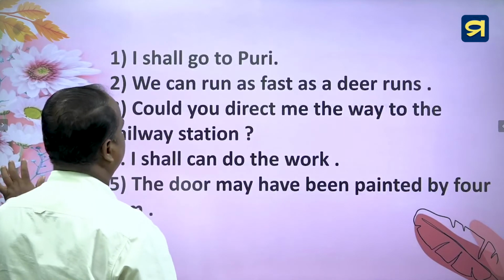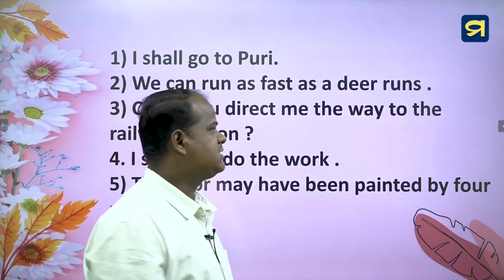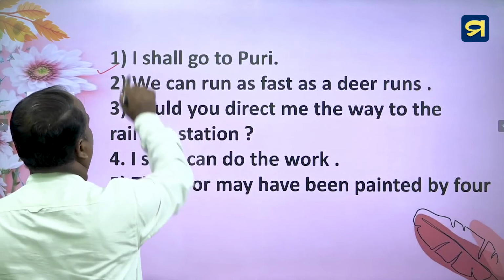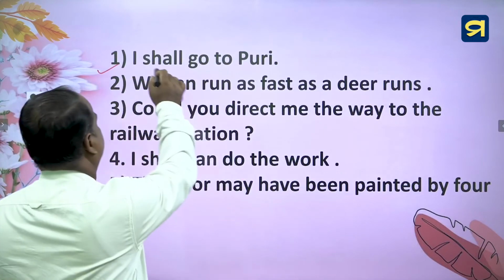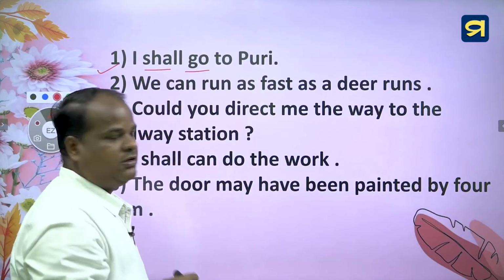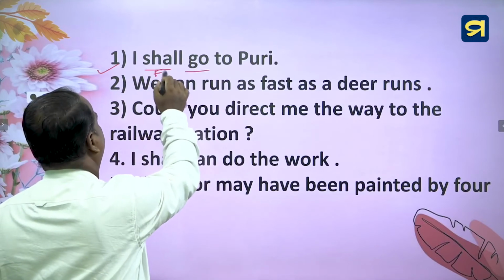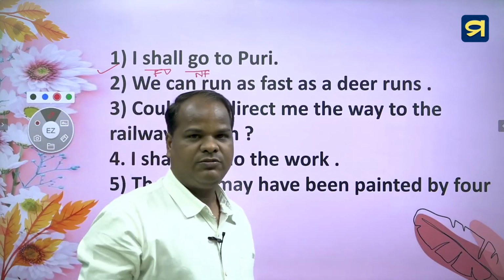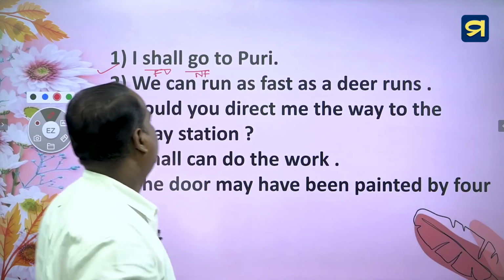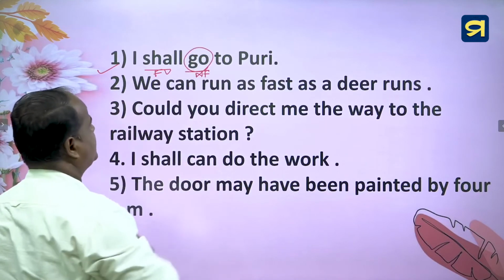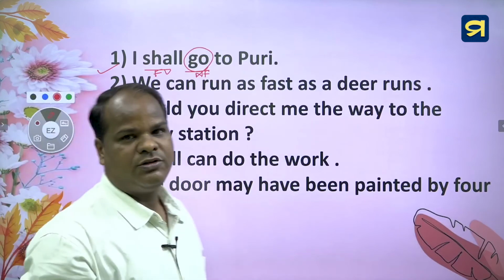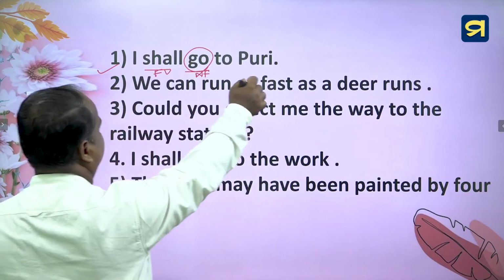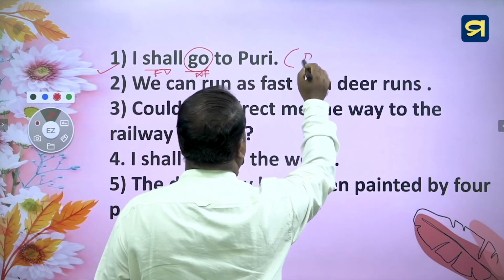Dear children, let's clarify the concept of modals through some examples. First example, I shall go to Puri. There are two verbs. First one is shall and second one is go. Shall is known as the finite verb and go is a non-finite verb. Has go been used with to? No. It is in the bare form or base form. So modals can be used before the bare forms of the main verbs. And here shall is used in the sense of plain future.